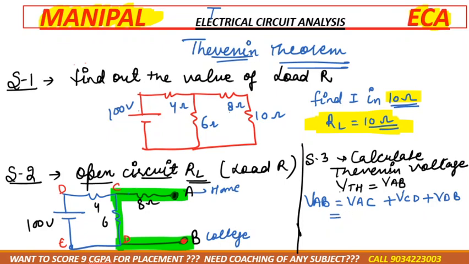So now according to Ohm's law, can you tell me what is the formula for the VAC? VAC is what? Ohm's law के according, IAC into RAC, right? Ohm's law is what? V is equal to IR. So VCD is how much? ICD into RCD. Similarly, tell me what we can write it down for VDB. VDB is what? IDB into RDB. Tell me, any doubt up to here?